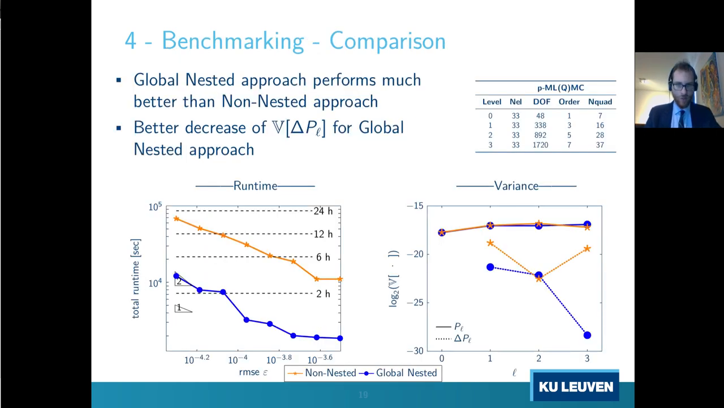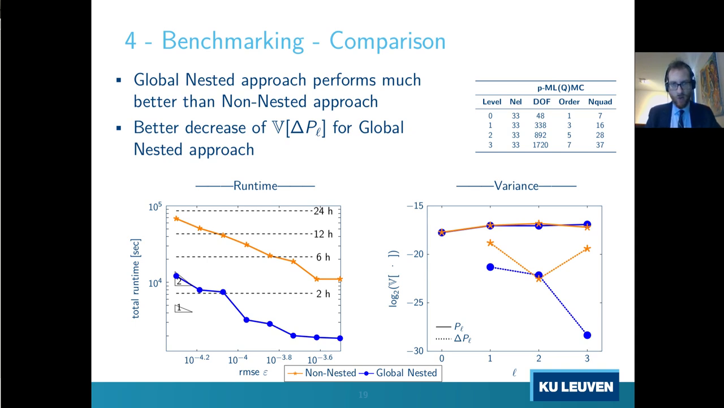Now I will show you the benchmarking, a comparison between a global nested approach and a non-nested approach. As you can see, in orange it's the non-nested approach, and in blue it's the global nested approach, for a total of 4 levels, 0, 1, 2, 3, with an order of refinement of the elements of 1, 3, 5, 7, as you can see in the table.